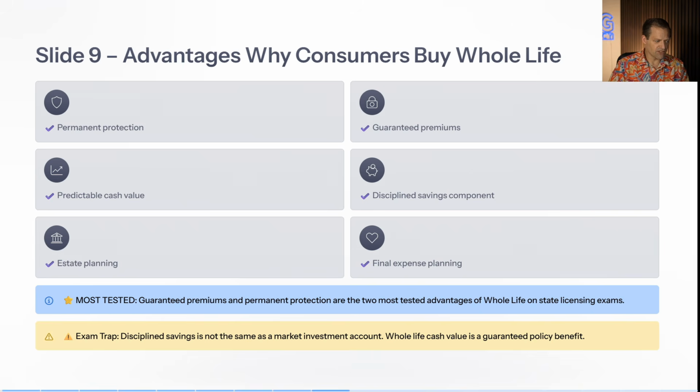Okay. So guaranteed premiums and permanent protection are two of the most tested advantages of whole life on state licensing exams. And remember, disciplined savings is not the same as a market investment account. Okay.